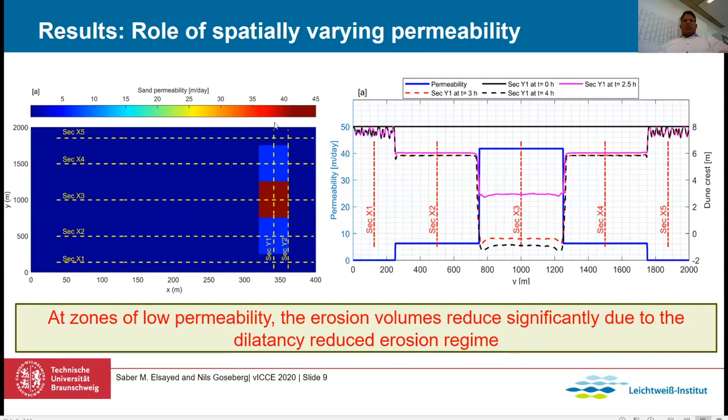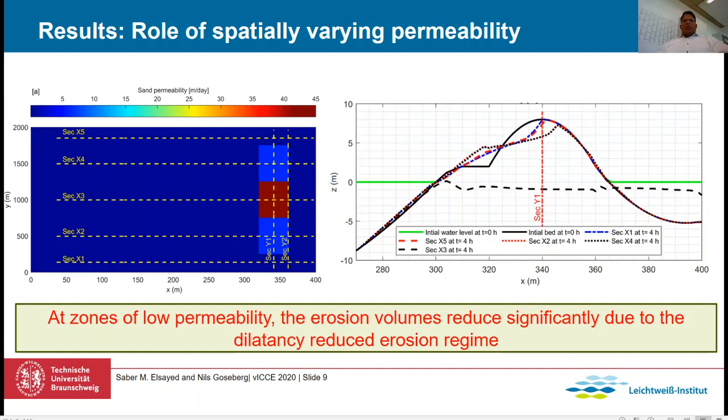So here we see the variation. This is a cross-shore direction. This is a longshore direction cross section, showing the variation of the permeability with the erosion, with the breaching development. We say that the breach is developed mainly at the location of high permeability. And at zones of low permeability, the erosion volumes reduce significantly due to the dilatancy reduced erosion regime.